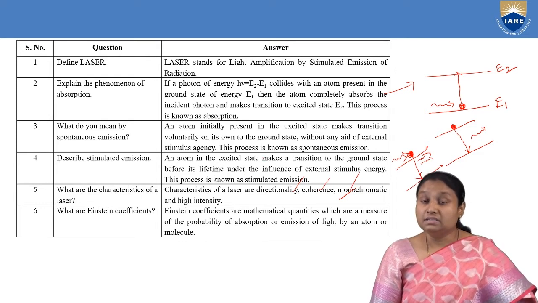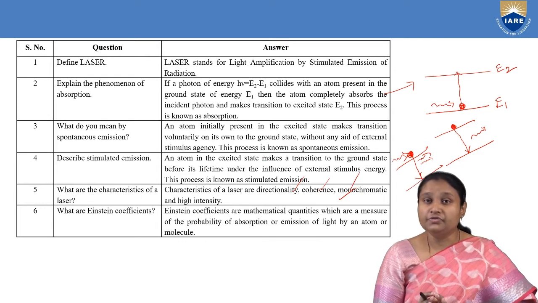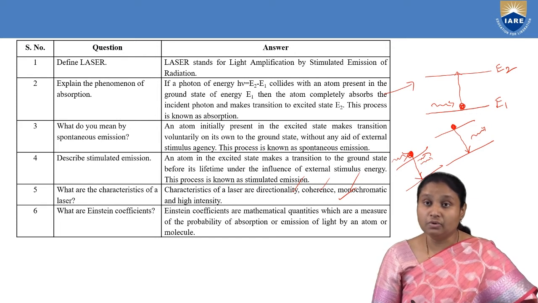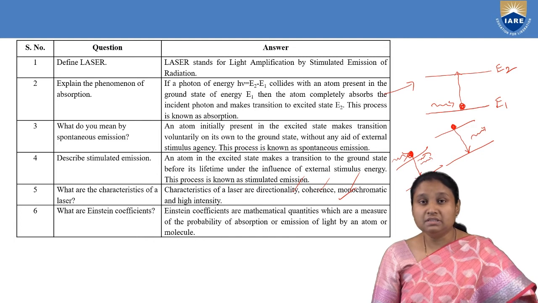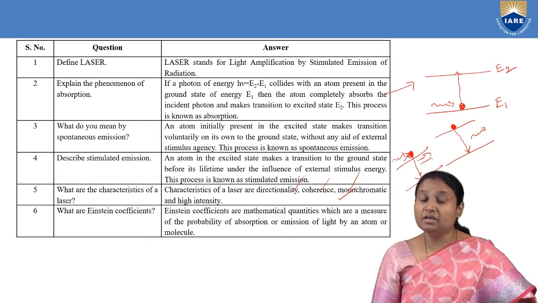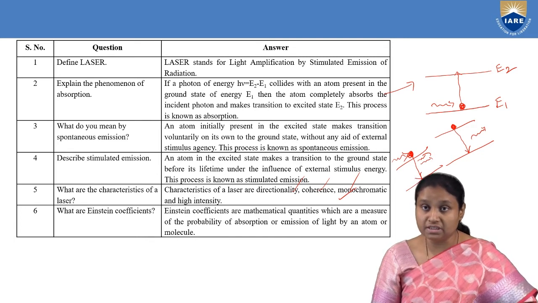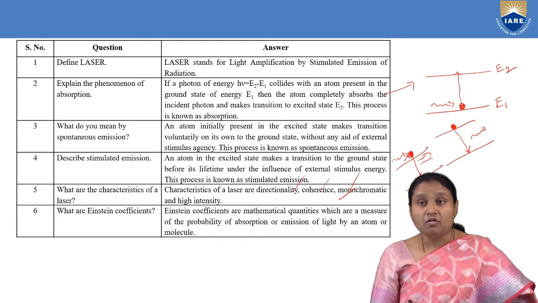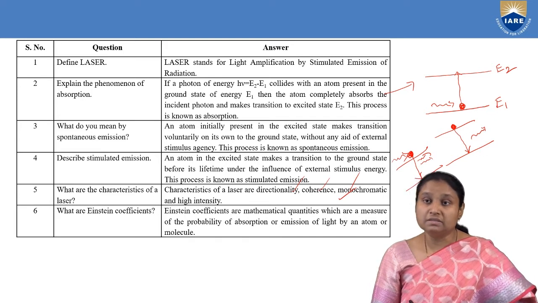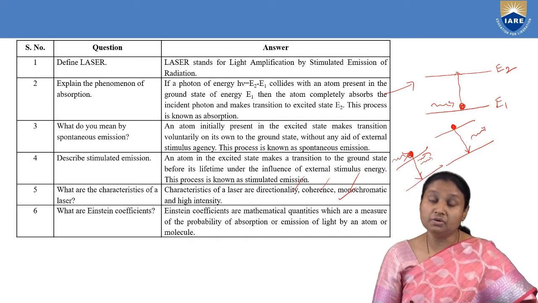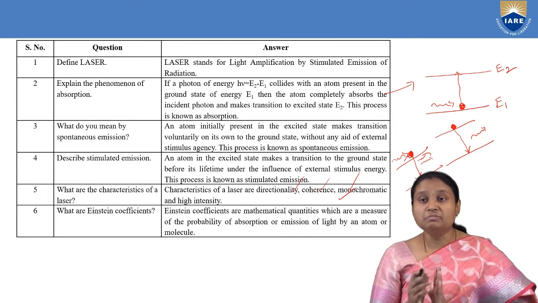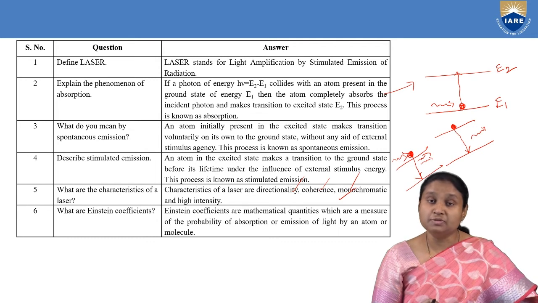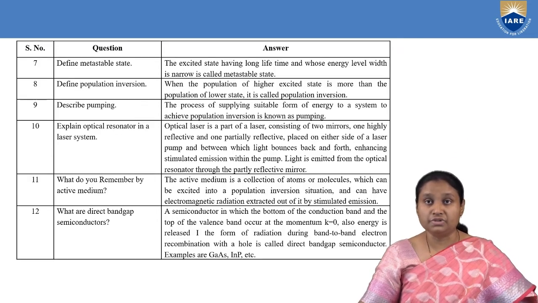Then what are Einstein coefficients? Einstein coefficients are the mathematical quantities that measure probability. Probability means the rate at which the phenomenon is taking place per unit time. So the probability of absorption or emission of light, and in emission we are going to discuss both spontaneous and stimulated emission. Those mathematical quantities which measure such probability of these phenomena are called Einstein coefficients.